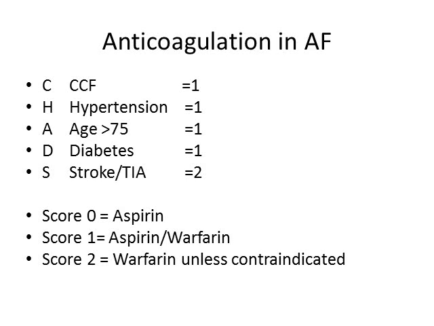And if you score 0, you can get away with giving aspirin. If your score's 1, you probably need to discuss it. And if it's 2, you need to give warfarin. So it's a relatively low threshold for giving warfarin, and that's because the risk of stroke is high. A score of 1, so aspirin or warfarin, you need to discuss it with the patient.